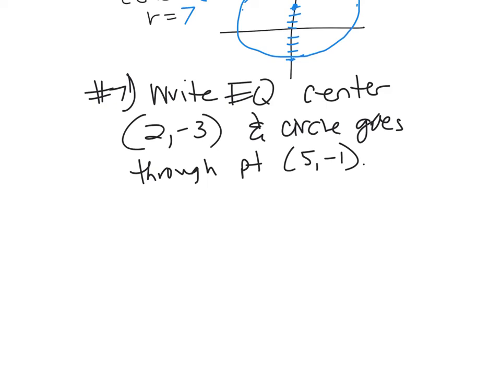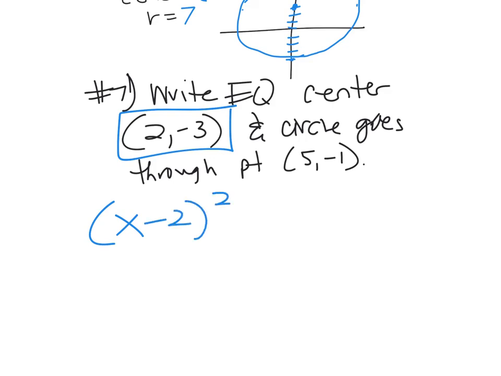So I'm going to go x. Which one's the center? It really matters. You can't just pick a point. They tell me that the center is right here. So that's h and that's k. This is not h or k over here. This is x and y. So it's going to be x minus 2 squared plus y plus 3 squared equals r squared.